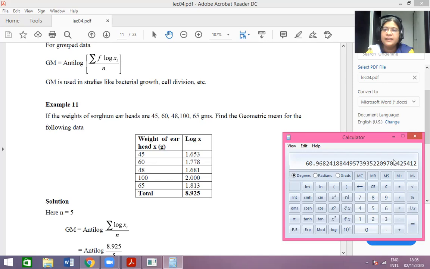Now we will see the case after taking the log.